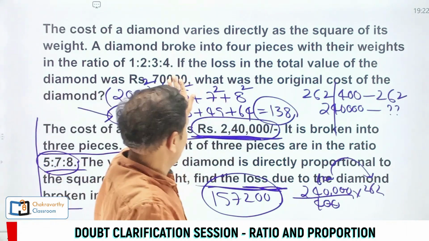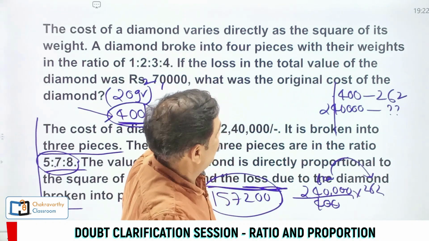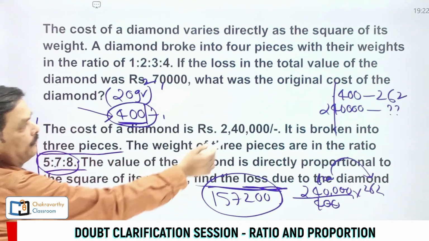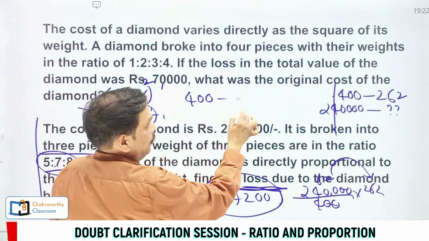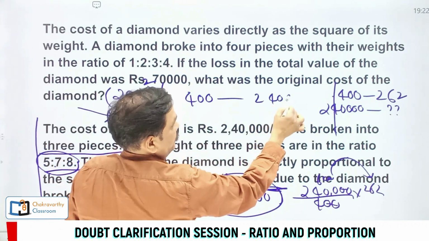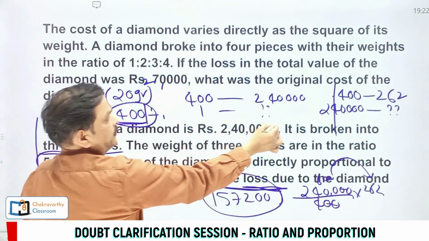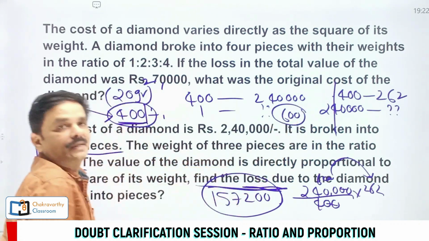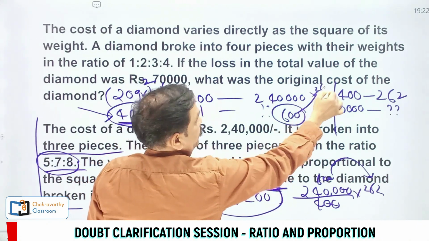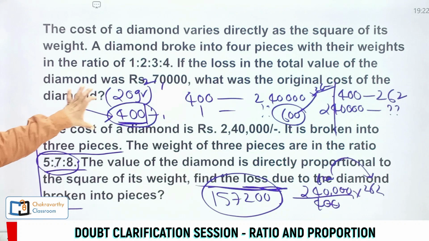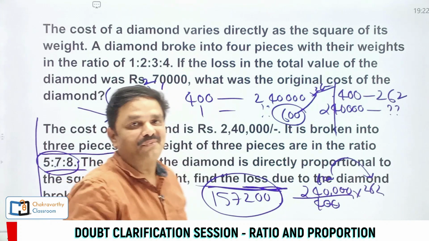Or else if you want to make the unitary equation, you can do in this way also. How is that? You can compare in this way also. First 400 original, according to my imaginary numbers, 400 is equal to 2,40,000. Then 1 is equal to how much? So 1 is equal to 600 anyway. 600 into 262, because the difference is 262. 600 into 262 would give me the answer. Due to limited space, I have done in this way, but I hope this is clear for all of you.